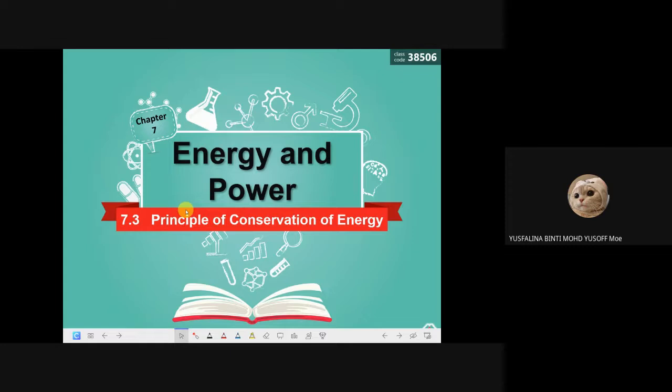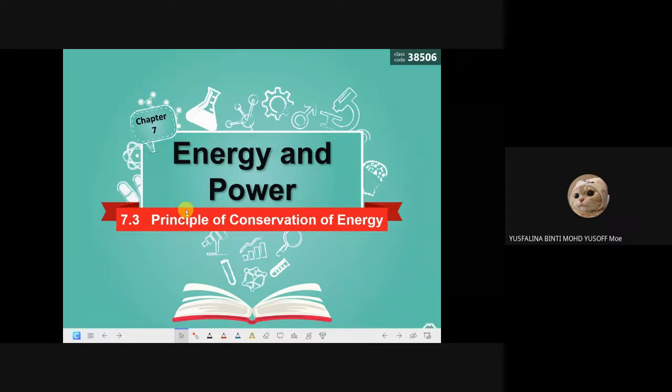So the energy is only changed from kinetic energy to gravitational potential energy. Or maybe another one: if you lift up a box, the energy comes from you. Inside your body there is chemical energy, and it comes from the food that we eat. So when you lift up the box, the chemical energy turns into gravitational potential energy, because the box is now in a higher position. That's another example of the conversion of energy.